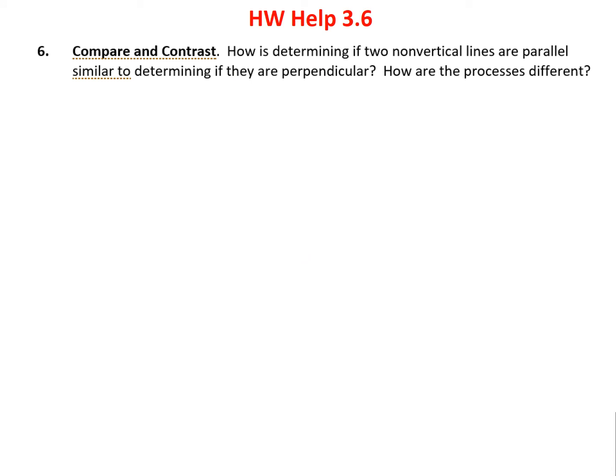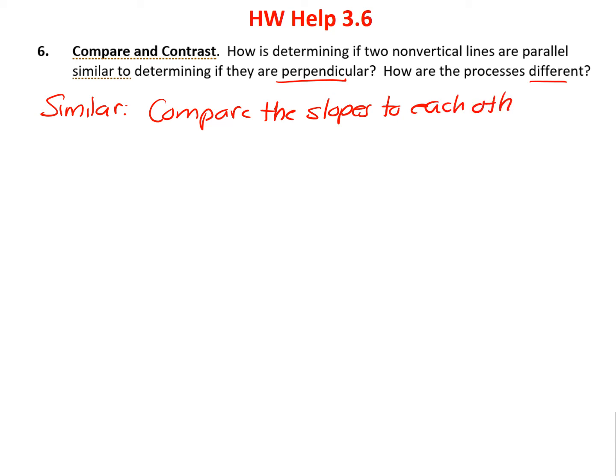Problem 6 asks us to compare and contrast. How is determining if two non-vertical lines are parallel similar to determining if they're perpendicular, and how are they different? Okay. Well, first of all, how are they similar? The way they're similar is because you have to compare the slopes to each other. In other words, if I want to see if two lines are parallel or perpendicular, I have to find out what the slopes are and then look at them.